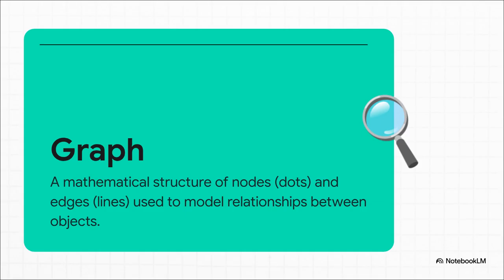And now for our hero. When I say graph, I don't want you to think of a bar chart. No, think back to that subway map. A graph is just a mathematical blueprint of connections. It has nodes, you can think of those as the stations, and edges, which are the lines or tracks connecting them. It's a really powerful way to visualize how different things are related.